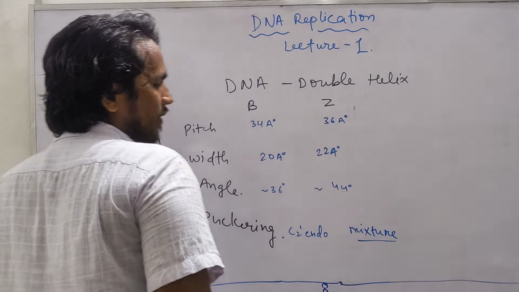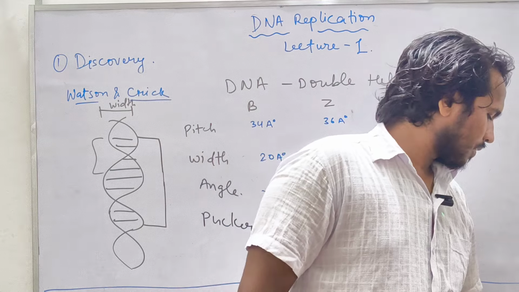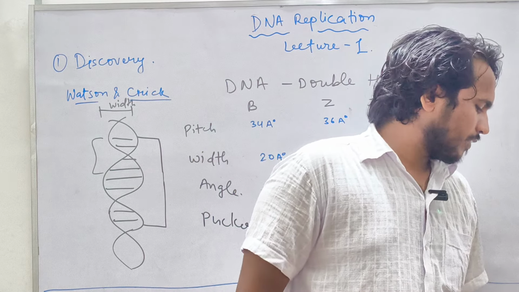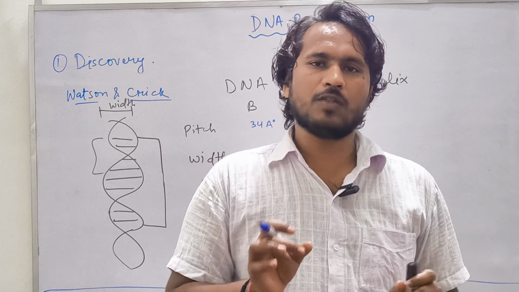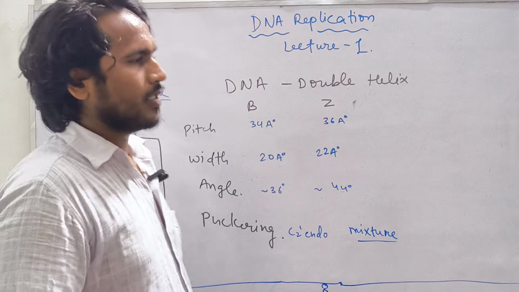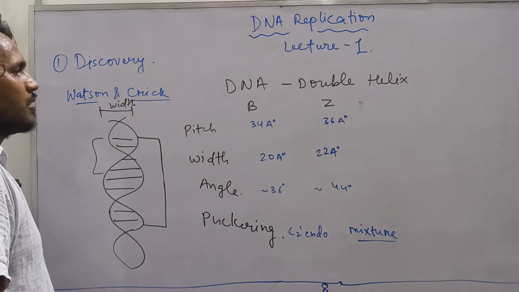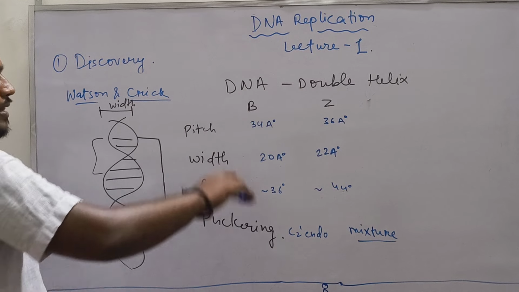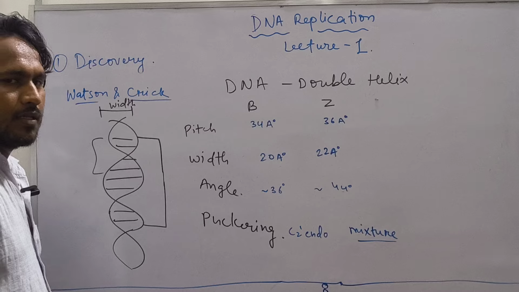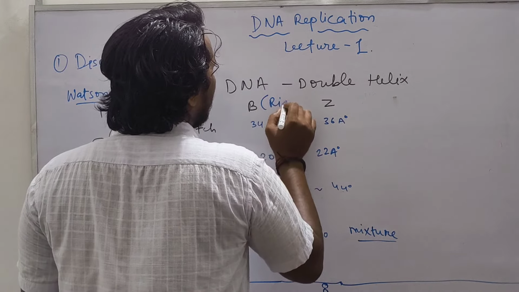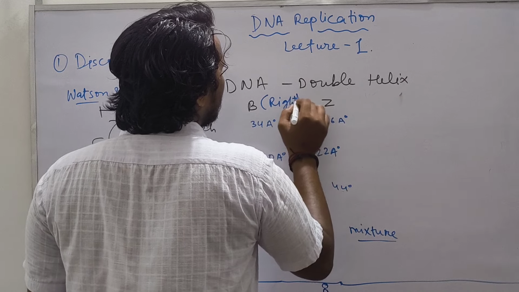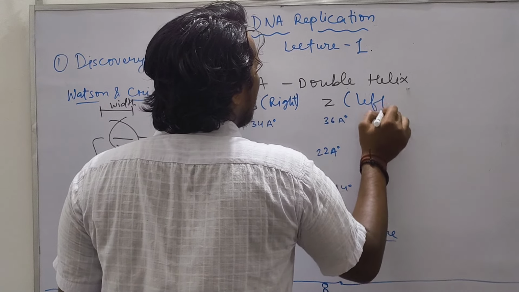So different books have slightly different values, but these are the authentic values taken from the reference books. One important thing: B-DNA is a right-handed structure and Z-DNA is left-handed. So this is right-handed, and this is left-handed.